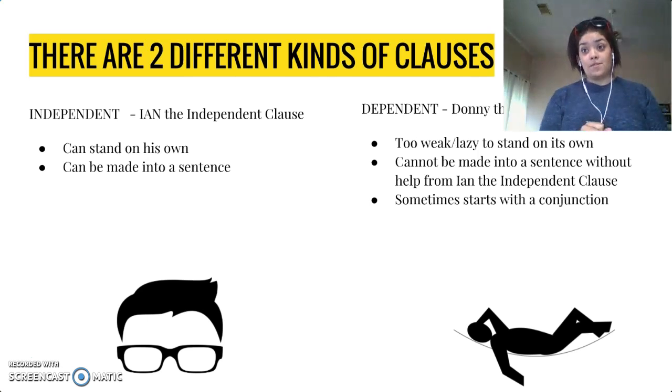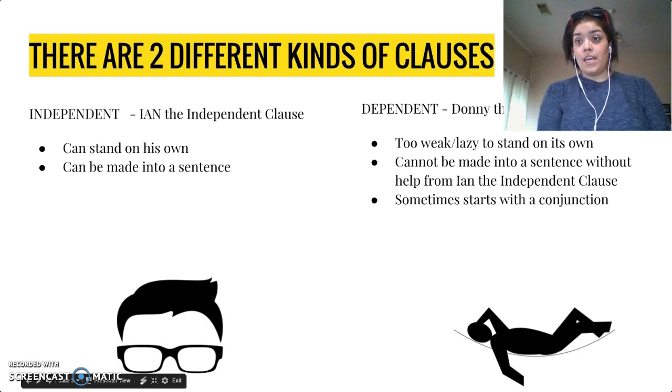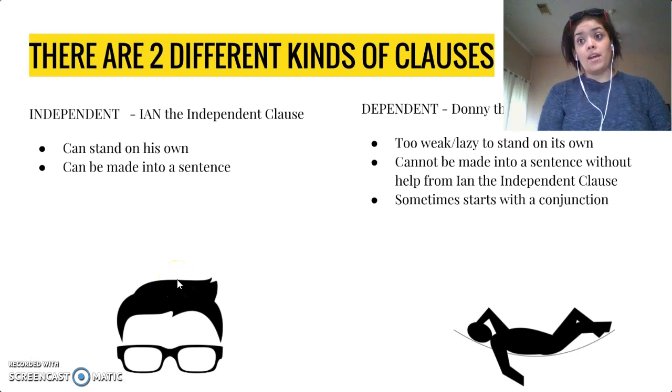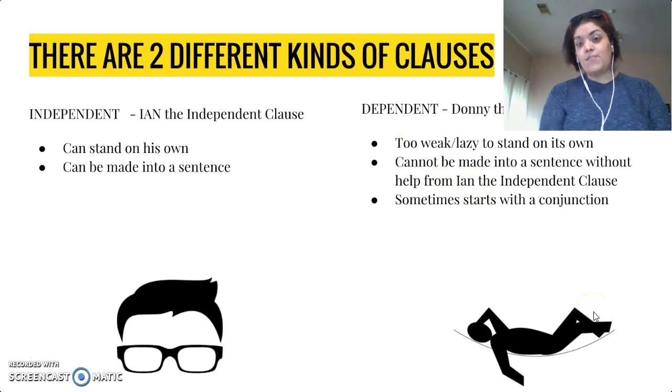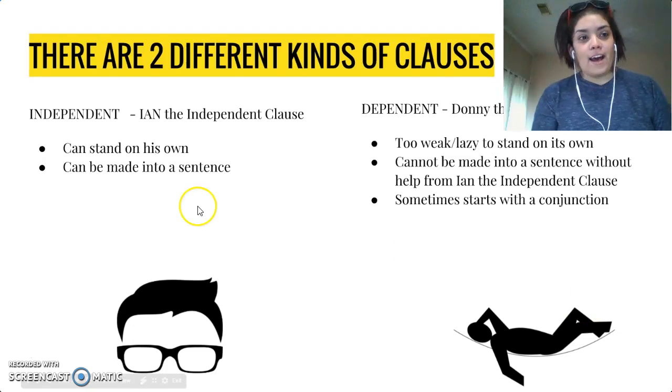There are two different types of clauses, an independent clause and a dependent clause. So I have anthropomorphized the clauses. If you don't know what anthropomorphize means, it means that I made it sound like a human, anthro, so that you could understand it. So here's Ian, the independent clause, and here's Donnie, the dependent clause. Okay, so let's skip all that.